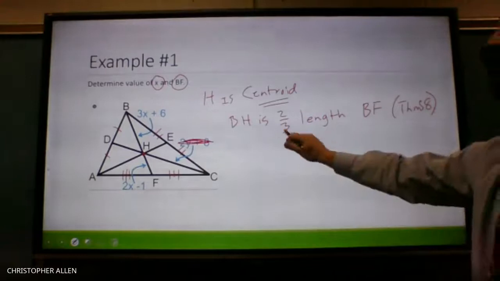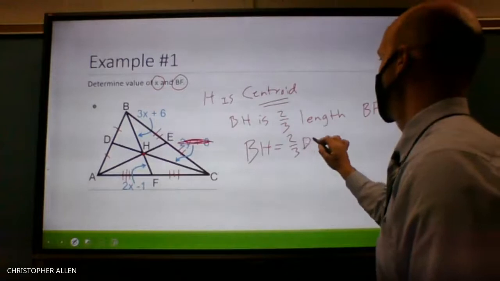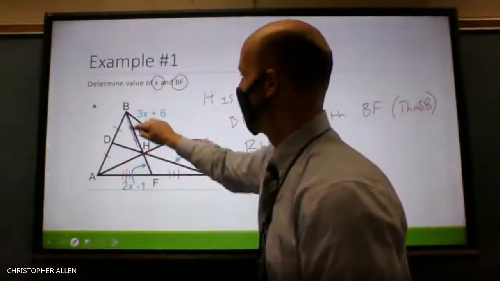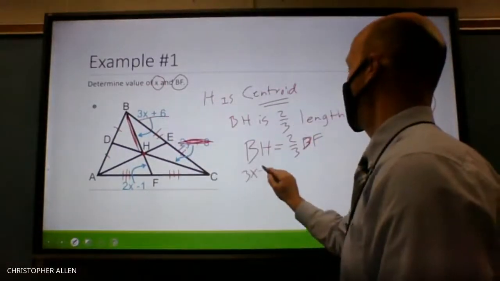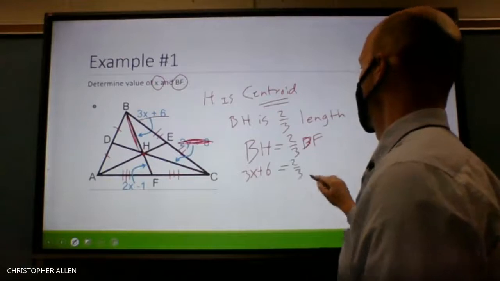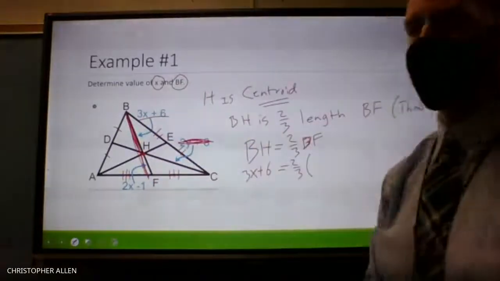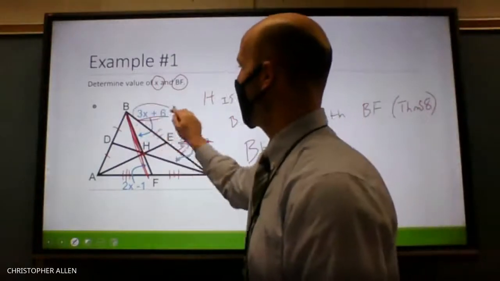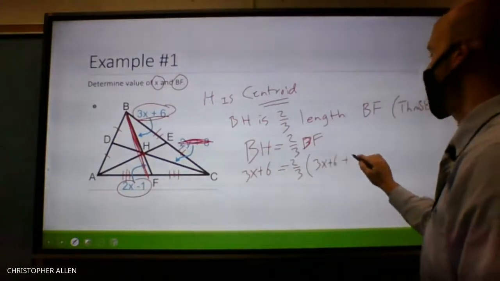So I've got to use that. In other words, BH is 2/3 of BF. That's a fact. So do we know what BH is? Yes, BH is 3x plus 6. Do we know what BF is? So here's where we're going to have to use something called the segment addition postulate all the way back from chapter number 1. So the entire length is going to be this plus this. So it's going to be 3x plus 6 plus 2x minus 1.